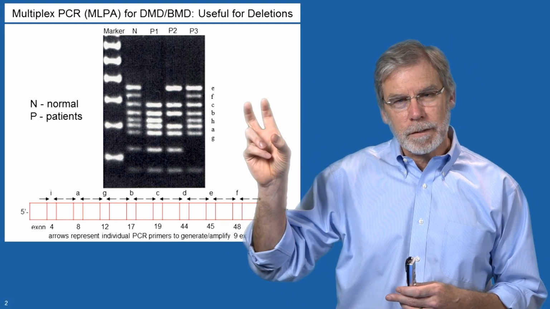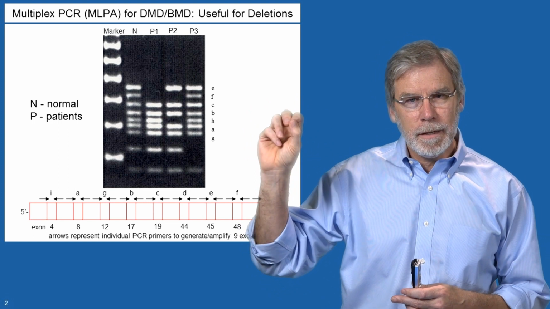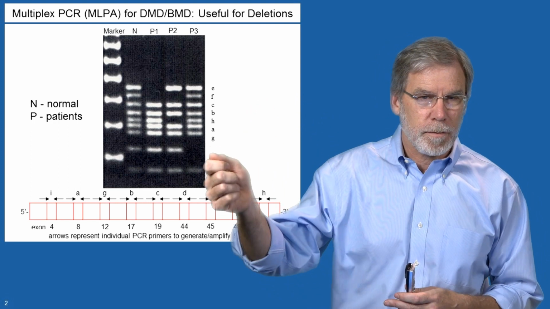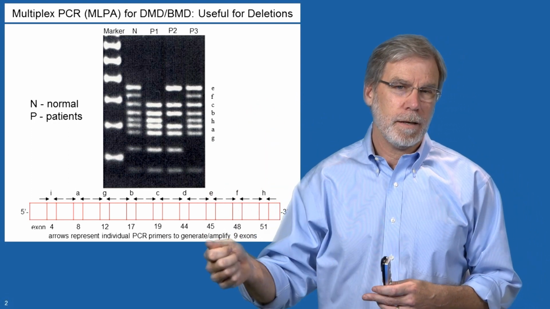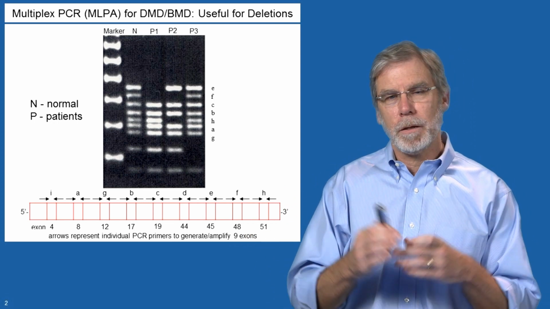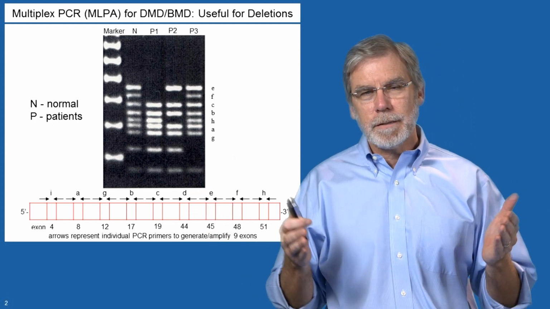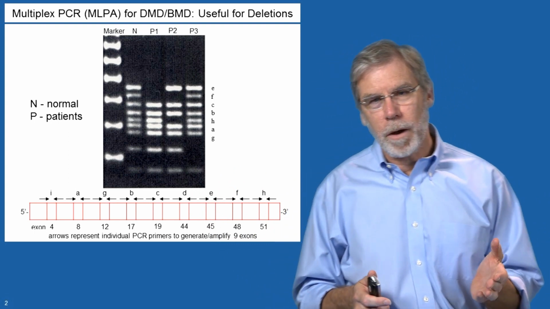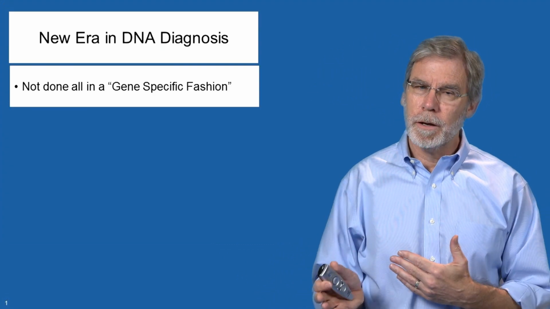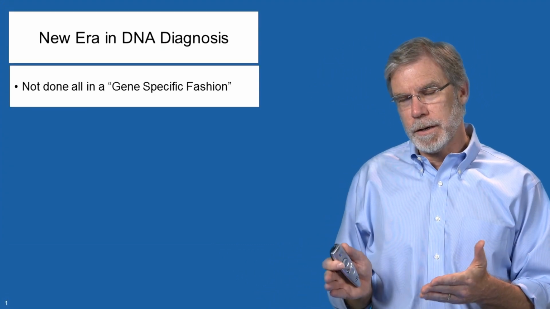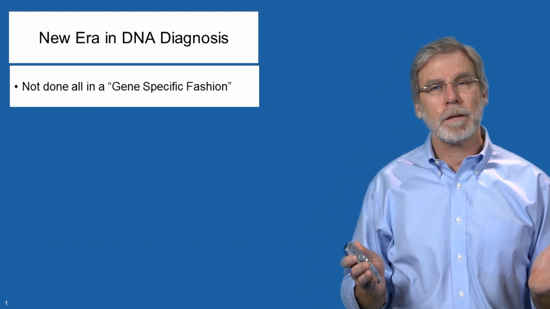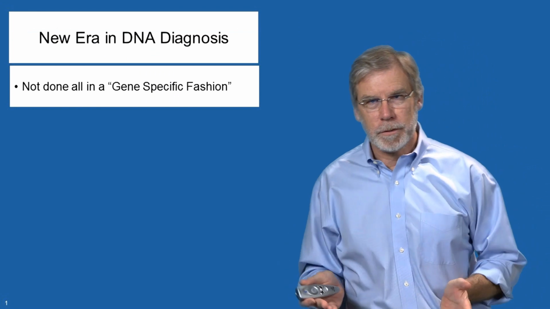And if those are missing, so if I had an individual with E and F missing, that would be predictive of an exon 45 being deleted and an exon 48 being deleted, and you'd reason that 46 and 47 are also deleted. But you'd look for how big that deletion is, and this testing is actually quite accurate, quite useful and quite inexpensive. But we're moving towards a new era where we won't necessarily do all of our DNA diagnostics in a gene-specific fashion. So I'm going to walk you through what that looks like and why and how we're able to do this.